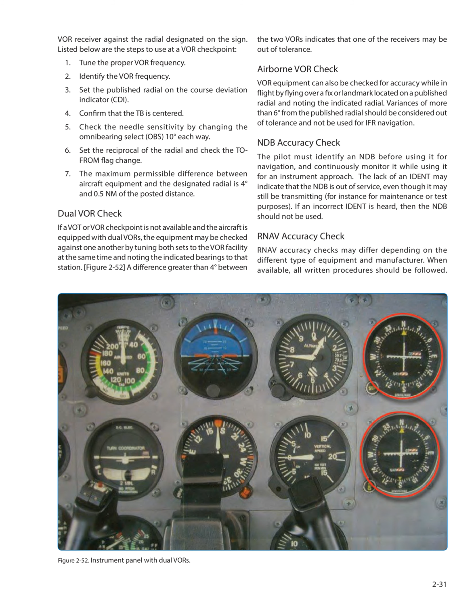Dual VOR check. If a VOT or VOR checkpoint is not available and the aircraft is equipped with dual VORs, the equipment may be checked against one another by tuning both sets to the VOR facility at the same time and noting the indicated bearings to that station, Figure 252. A difference greater than 4 degrees between the two VORs indicates that one of the receivers may be out of tolerance.